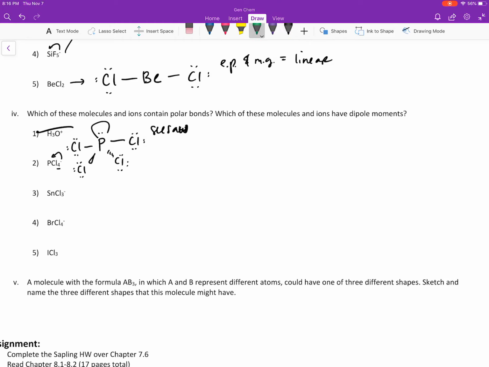It's going to have polar bonds. Remember, they are going to point towards the more electronegative element, which in this case is the chlorine. So, yes, polar bonds.